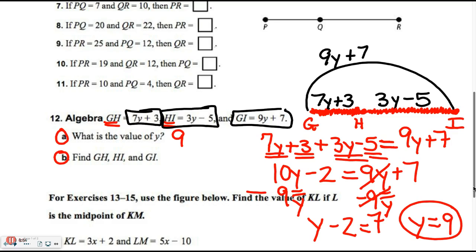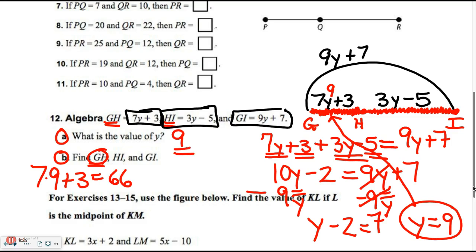But if they ask you for 12b, you have to be a little careful, because now you have to find the length from G to H. So you have to take that 9 and plug it in for y. So you have to do 7 times 9 plus 3. Because that's what it says from G to H is, 7 times the y plus 3. 9 times 7 is 63, plus 3 is 66. So be careful whether you're asked for the variable or one of the pieces. Does that make sense, you two who are in here? So were there any others on the front, or do you guys need to go to the back?